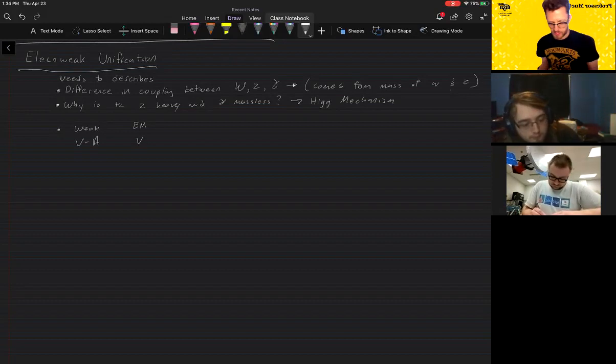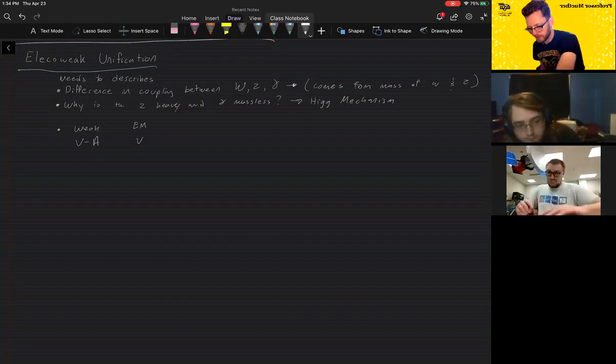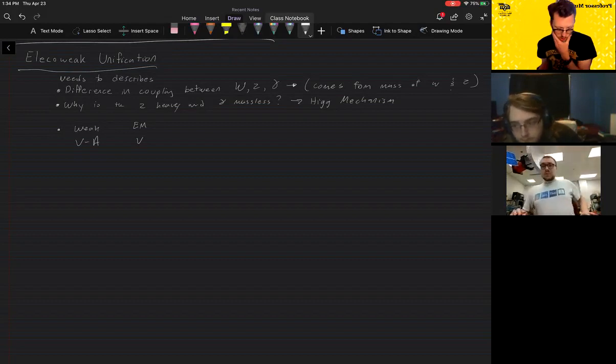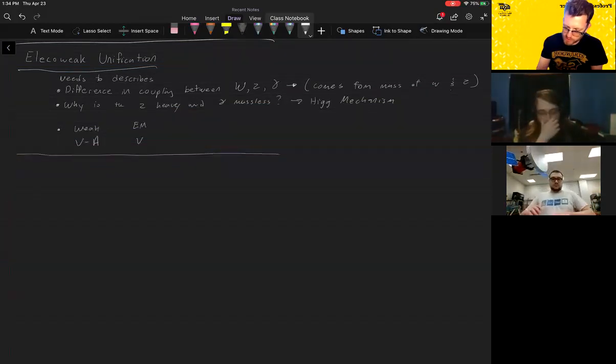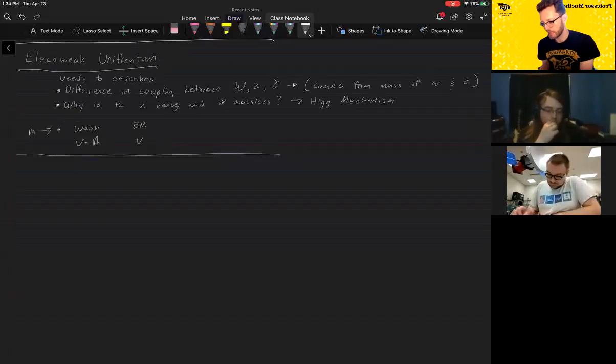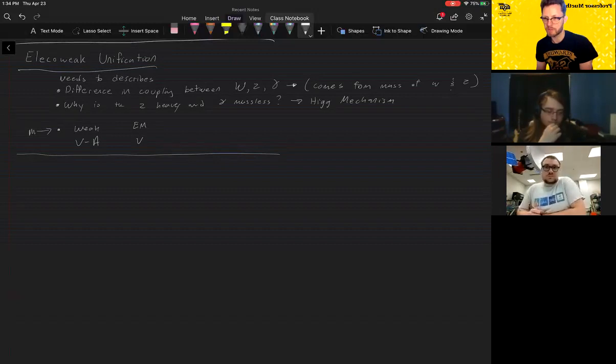So here's how people wrote down a unified theory for these things. We're going to start by defining a new type of state. So we're going to start with this bullet here. We're going to work on this bullet. How can we write down a theory that is vector minus axial for some of the particles in the theory and pure vector for some of the other particles in the theory?